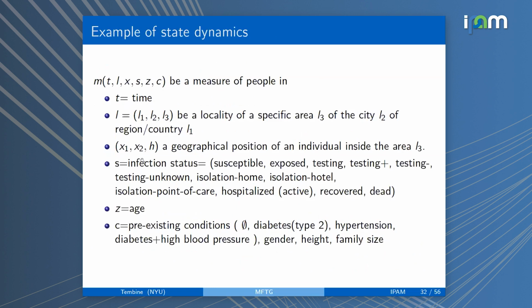And for the dynamics, I take the location, time, and infection status: susceptible, exposed, testing, and isolation at home, hotels, hospital. Some of them are hospitalized, or recover, or die. So these are the states. It's discrete. Age is a continuous variable from 0 to 124 years old. And C is for existing health conditions. So we put mild condition, and then diabetes and so on.